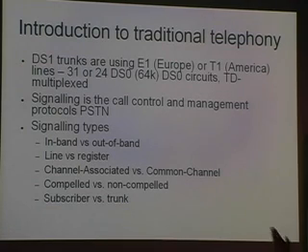For example, subscriber versus trunk signaling. Subscriber signaling is used on your subscriber line. For example, if you use an analog phone, then the signaling protocol on your analog line is DTMF signaling, the beeps that your phone produces when you dial the numbers. And trunk signaling is performed on the trunks, and there are different kinds of trunk protocols, which I will mention on the next slide.